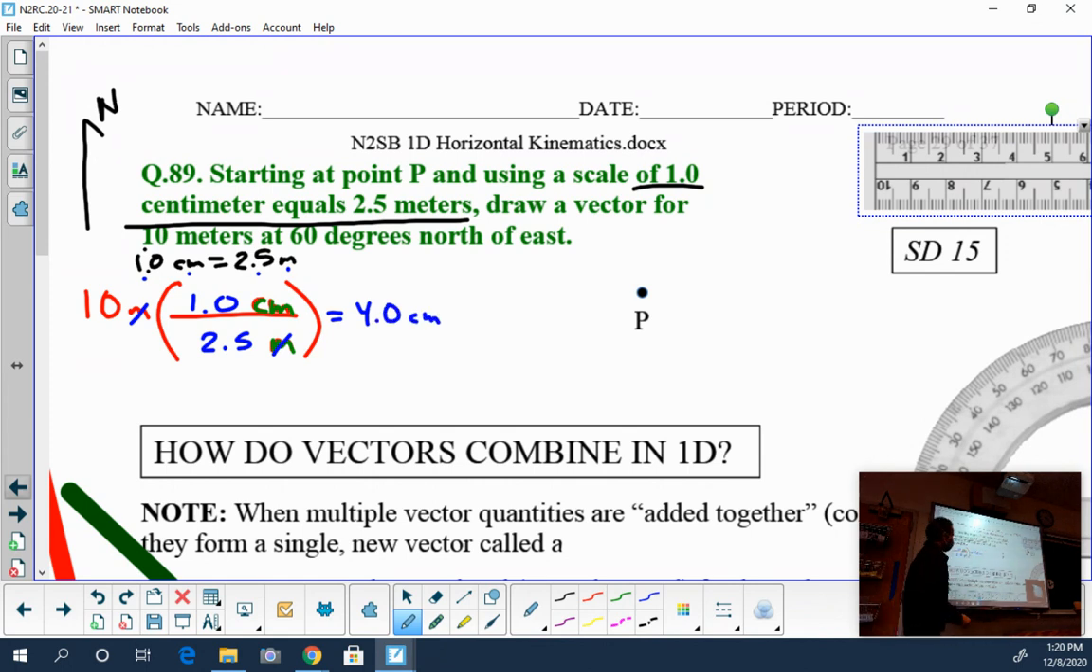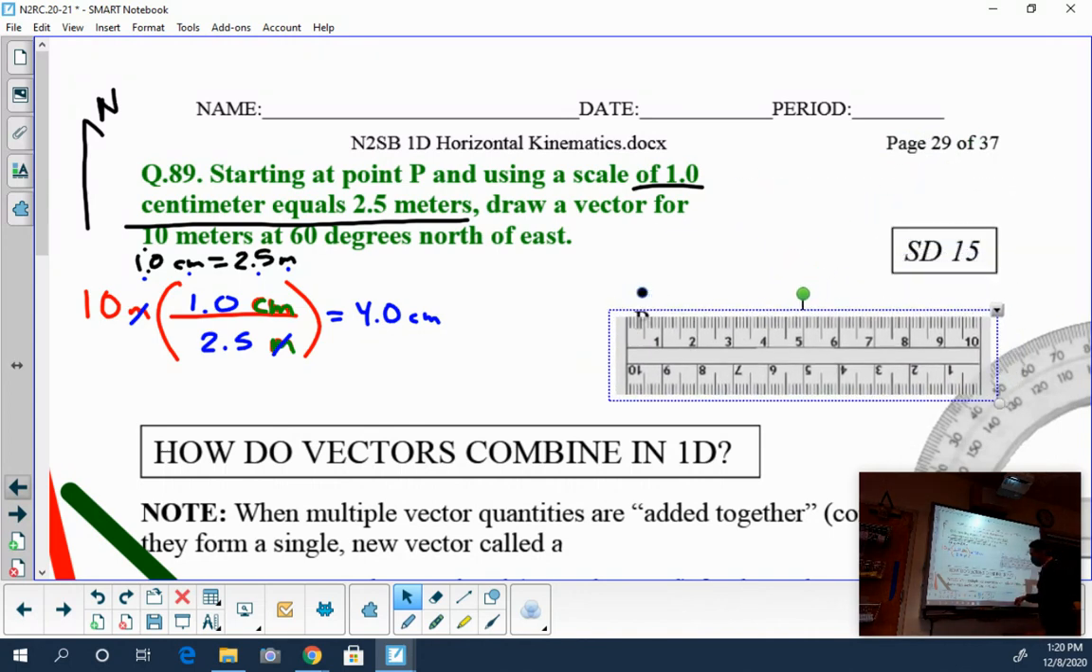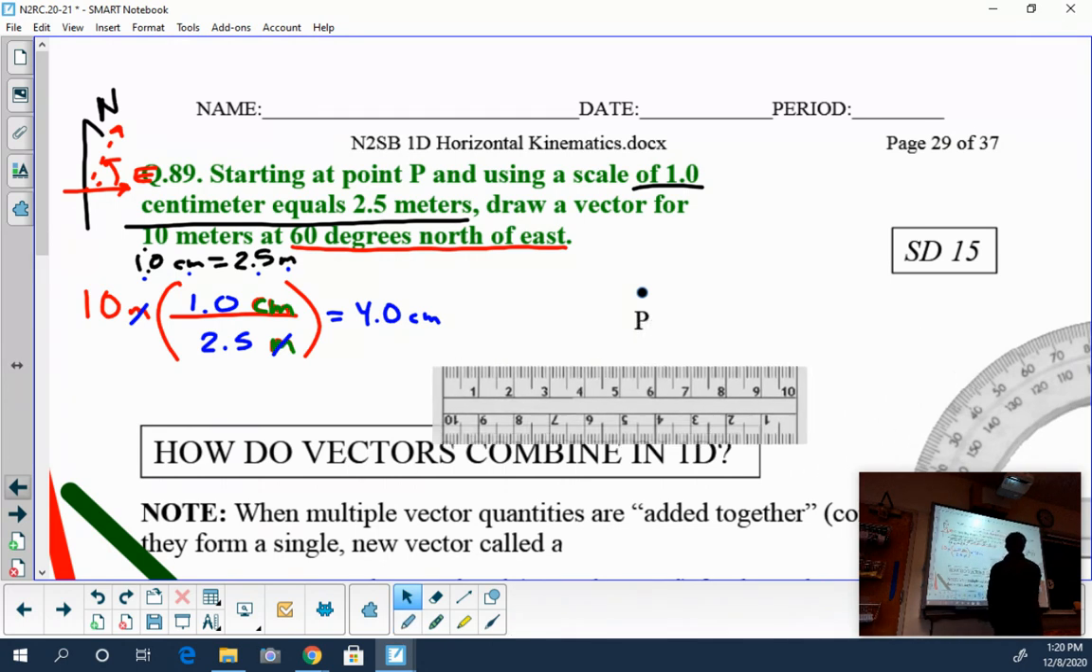Now you can't just come over here and start drawing 4 centimeters. Because in this case, the direction is 60 degrees north of east. Well, it's good to think about that for a second. If north is up on the paper, east is to the right, north of east is come up this way. So we're going to be somewhere like in this direction. Here's our 60 degrees right here. So how do we get that 60 degrees?